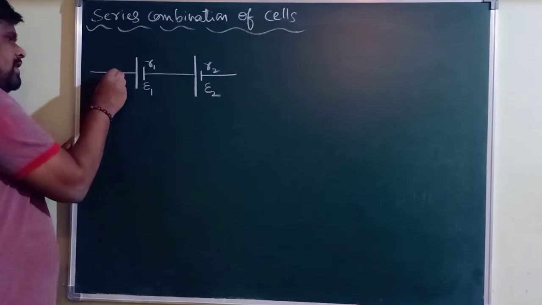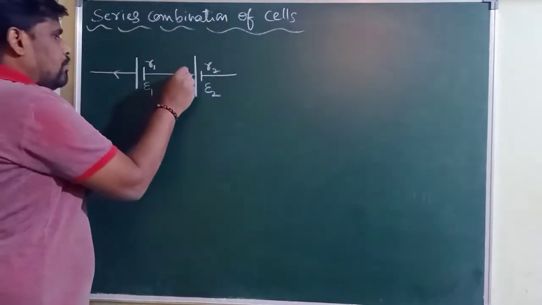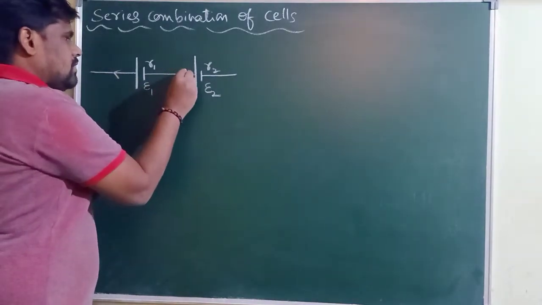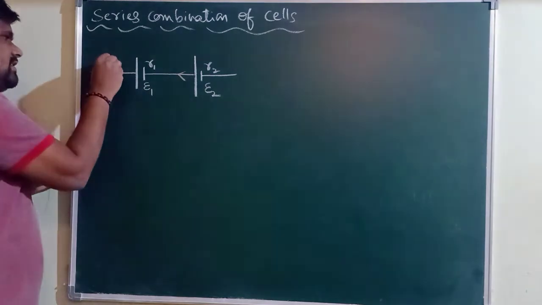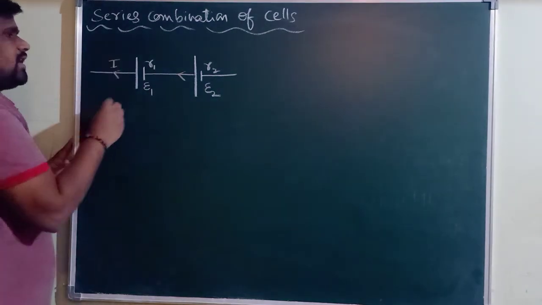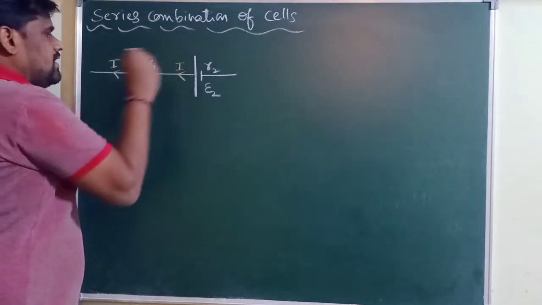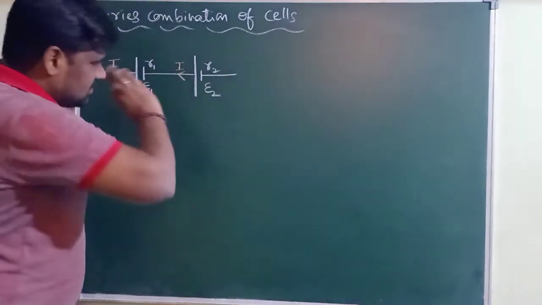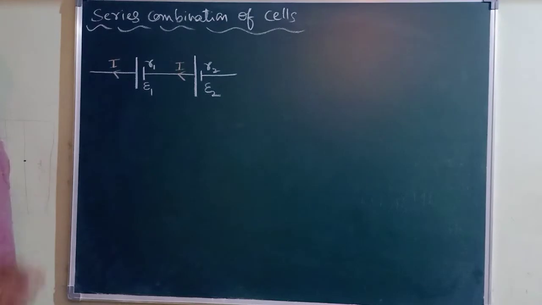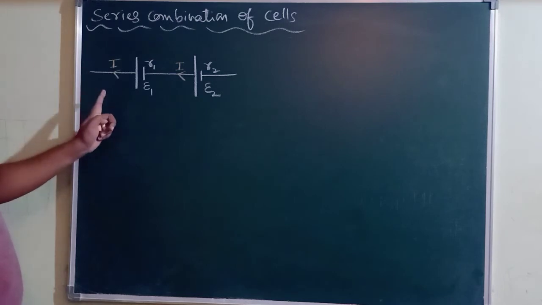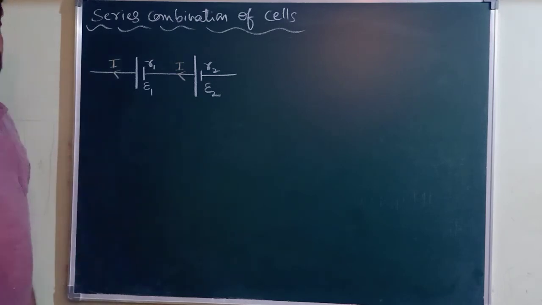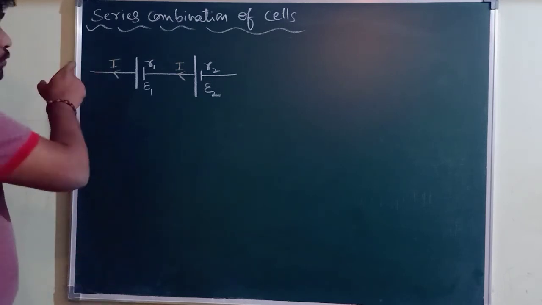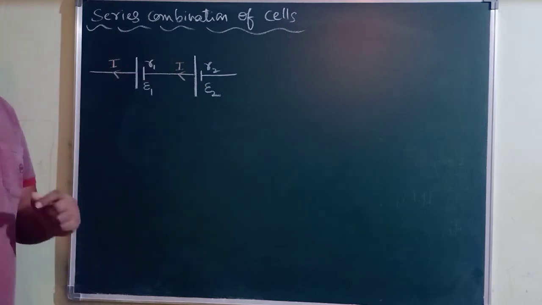Therefore, the current drawn from both the cells is the same. We will call that current I. I is the current drawn from the first cell, and I is the current drawn from the second cell. In general, the same current is drawn from both the cells.